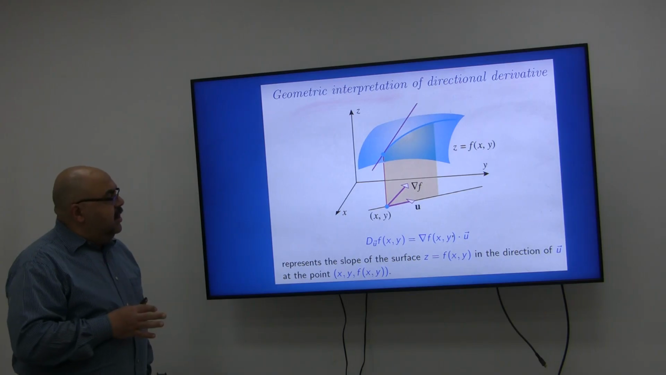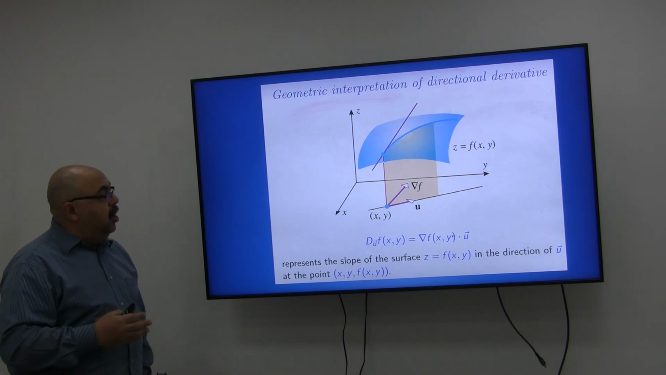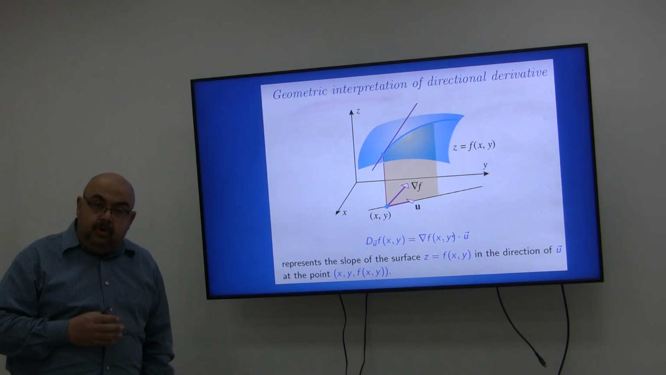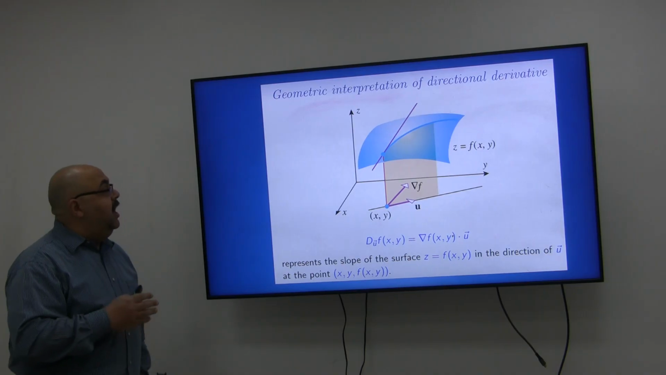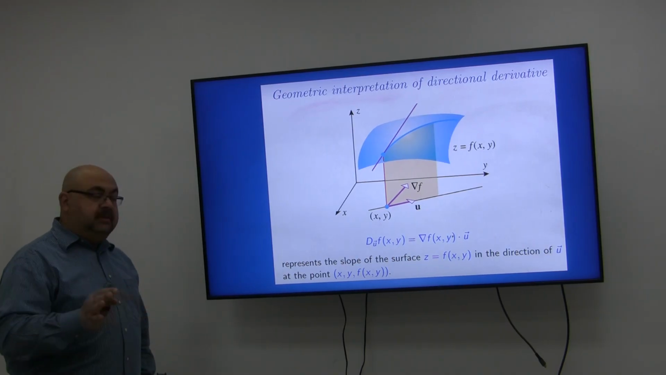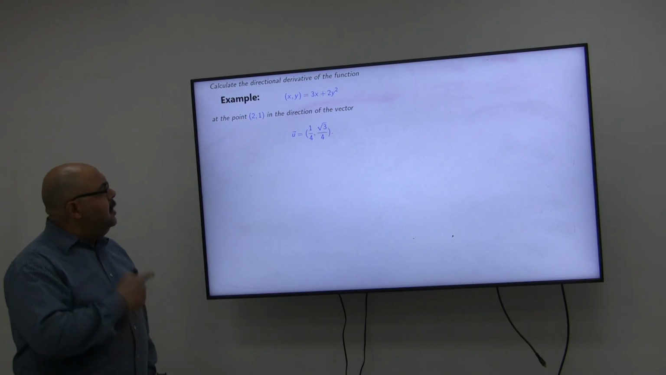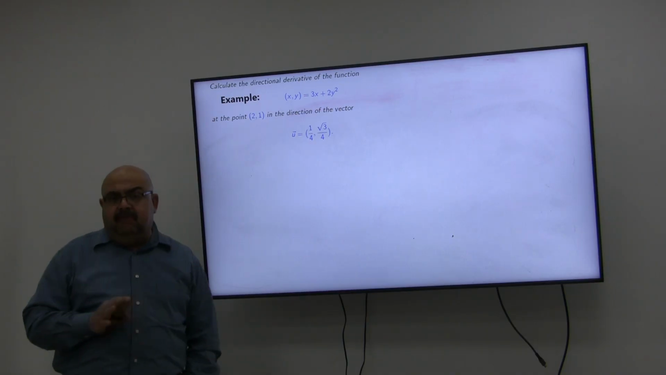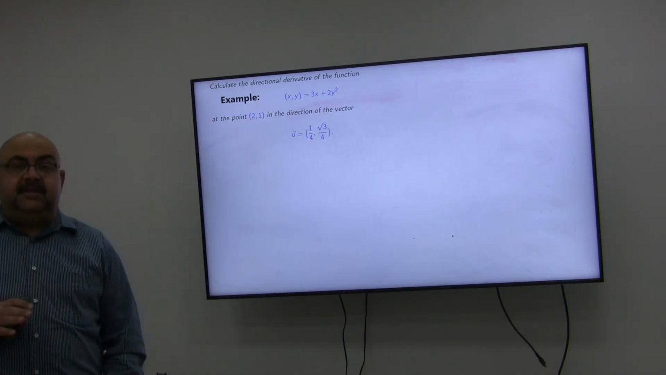This is exactly the geometric interpretation of how to use the directional derivative and the tangent at a certain point. Once more, what's going to make everything clearer is having an example.